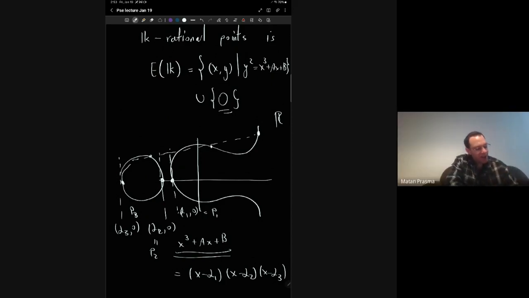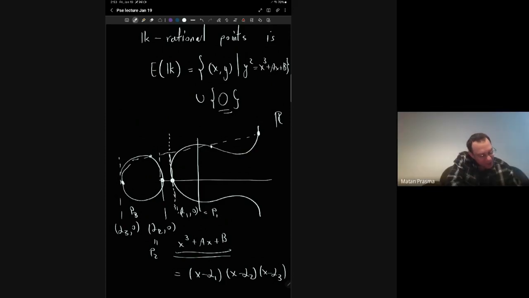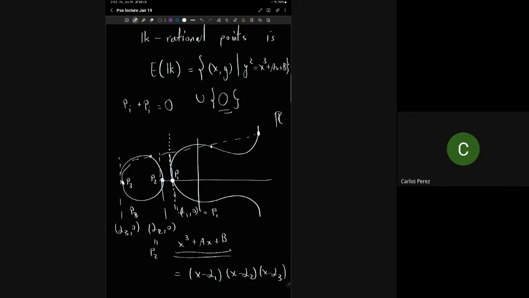No, not all the points, because only the points on the curve. You're right. Fair enough, I should have said, yes, this is P1, this is P2, and this is P3. That's true. And they all satisfy Pi plus Pi equals 0. Fair enough. Okay. Thank you.